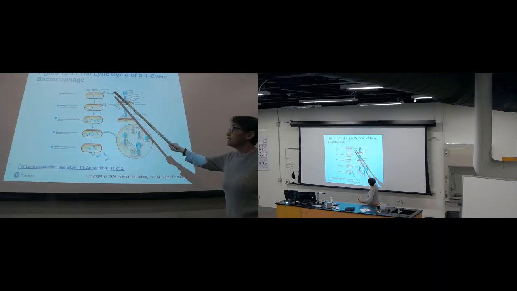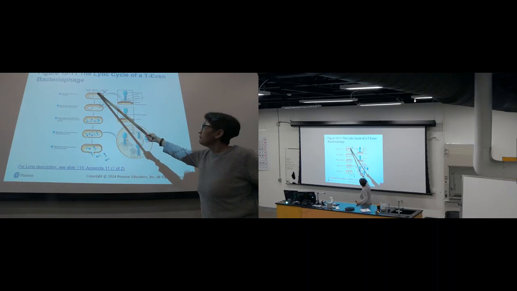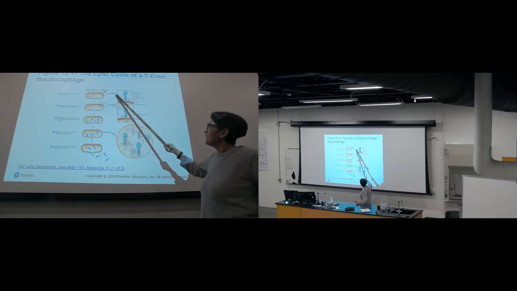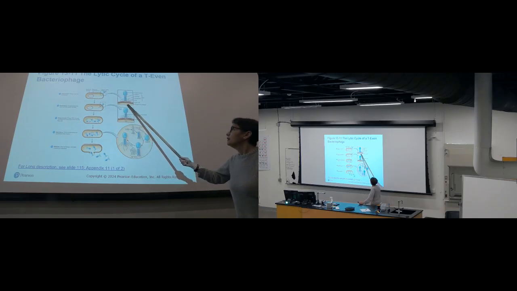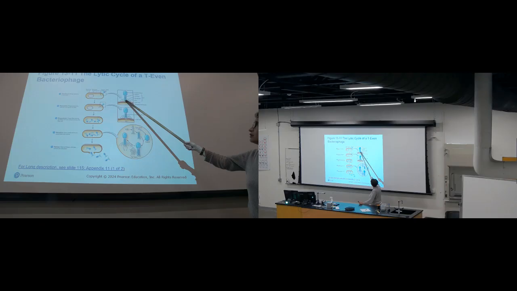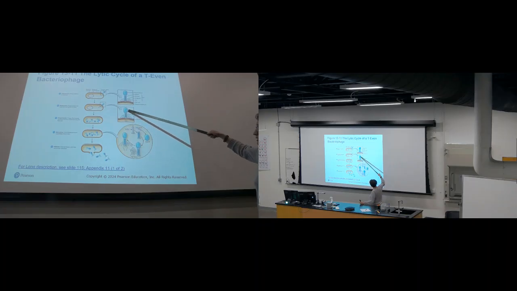So here we have the stages of the lytic cycle. Here we have your host, E. coli, that is attached by this T-even bacteriophage. If you magnify here, you can see how the tail fibers adhere this T-even virus to the host. That's attachment. And then in penetration, this sheath is contracted.